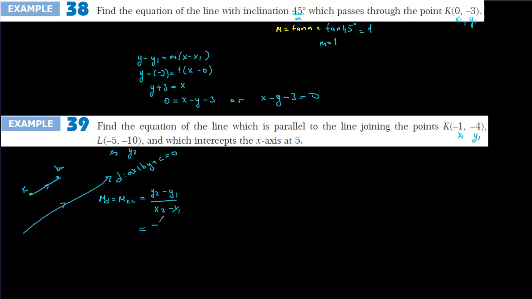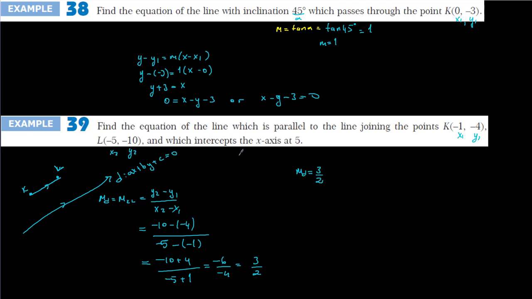Here it is minus 10 minus minus 4 divided by minus 5 minus 1, it has to be, which is equal to minus 10 plus 4 divided by minus 5 minus 1, which is equal to minus 6 over minus 4, which is equal to 3 over 2. So the slope is 3 over 2. Slope is 3 over 2 because MD here should be equal to 3 over 2.